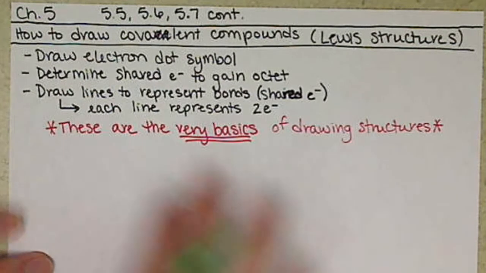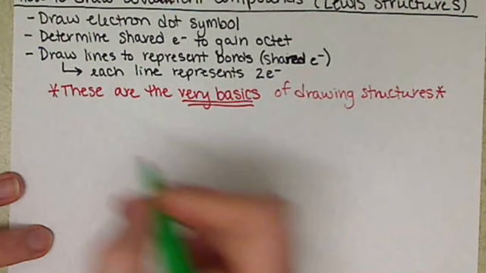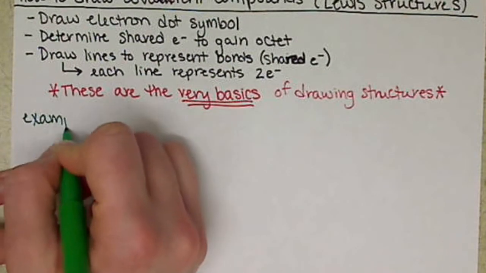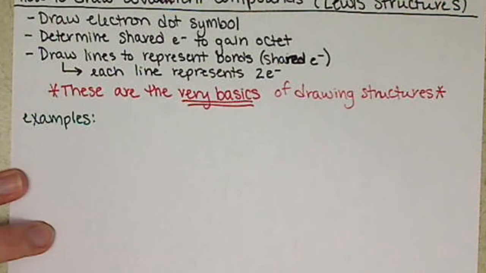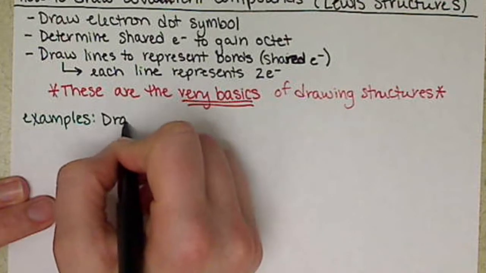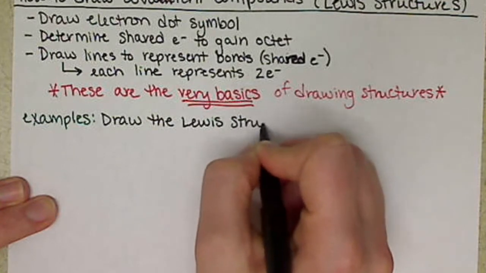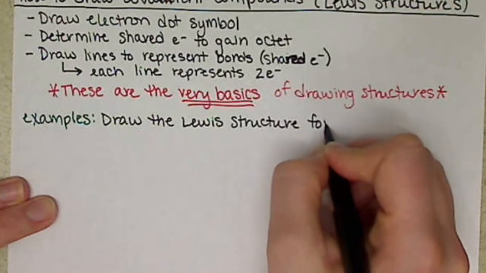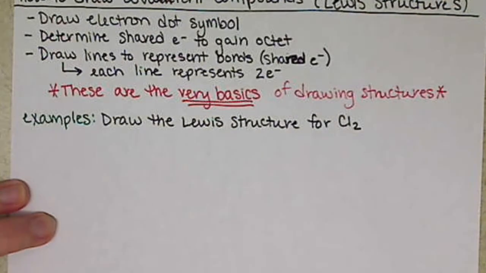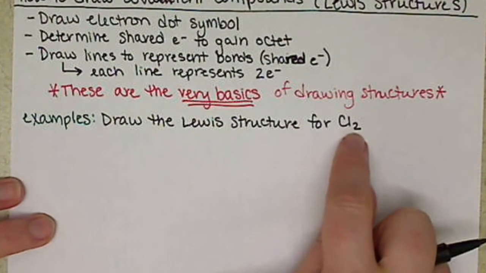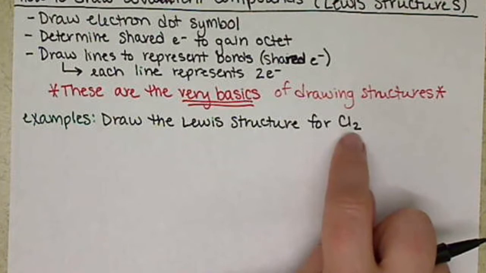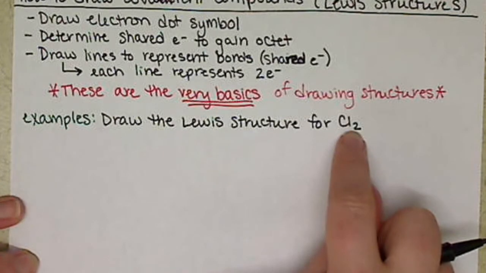All right, so to show these, I'm going to go through a number of examples, and we'll talk about some of the specific things that come up in each of the examples. But what I'd like to do is draw the Lewis structure for chlorine. Remember, chlorine is one of our diatomics. It's one of the exceptions for the naming of our covalent compounds. So chlorine, when I refer to that, is a molecule of chlorine. So there's 2 chlorine atoms in there.